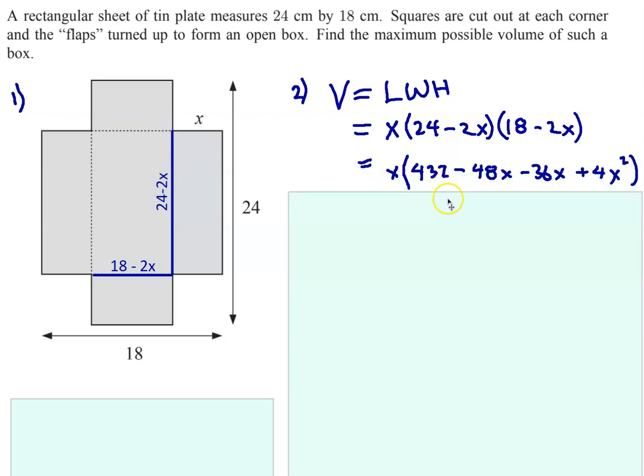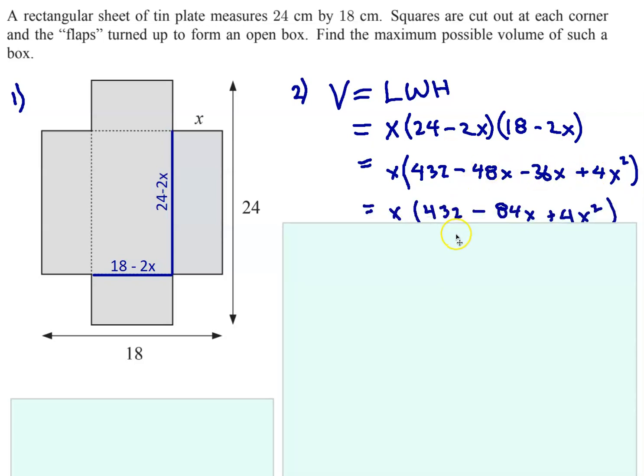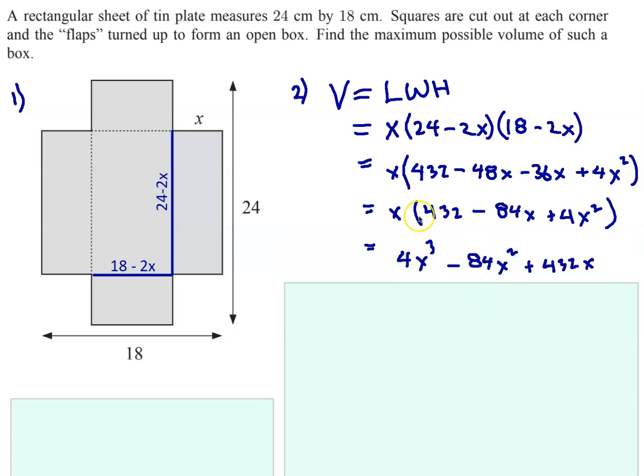Okay, here's my solution to that. So basically, I just multiplied these two terms by these two terms, what I call all by all, and I ended up with that expression just there. These two terms, of course, are like terms, so we can add them together to get minus 48 minus 36 is minus 84x, and then multiply all of that through by x, and that's my expression for the volume.